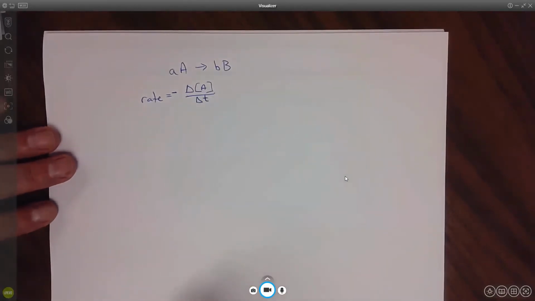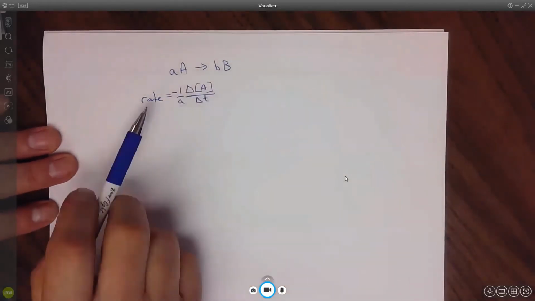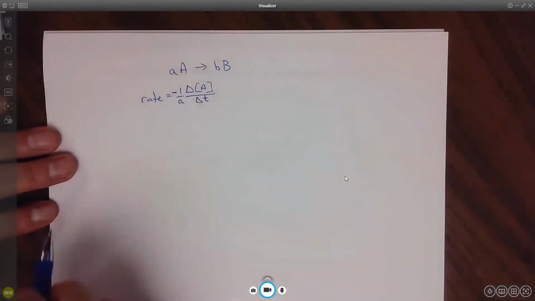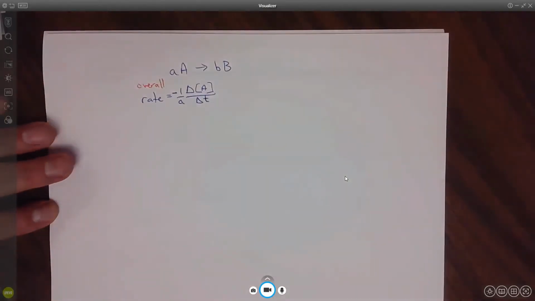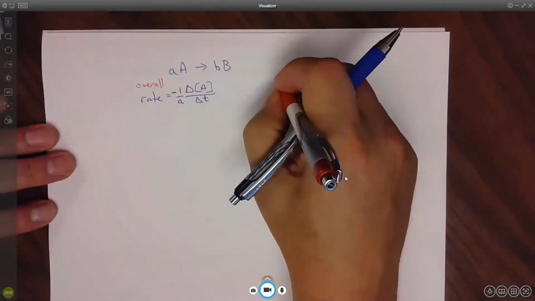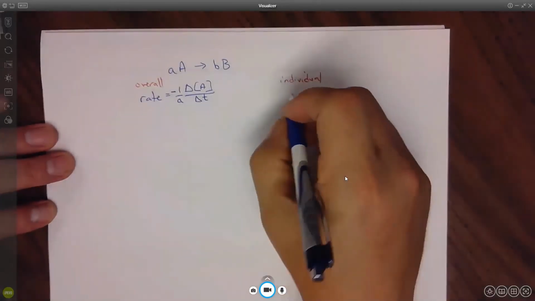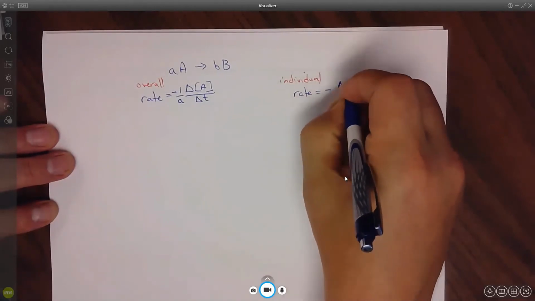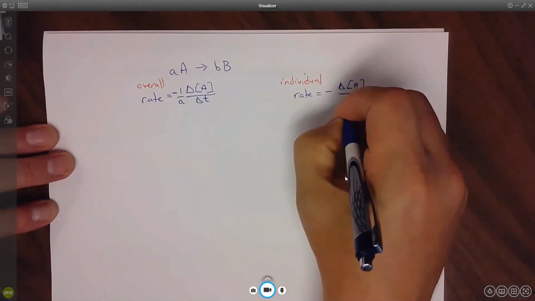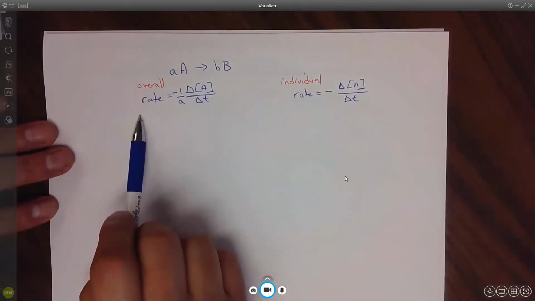But if we want the overall rate, then we have to divide that by the coefficient in the balanced chemical equation. So now this represents the overall rate, right? So the individual rate would have been this. So make sure you distinguish between the individual rates and the overall rates. And generally, we're interested in the overall rates, okay?